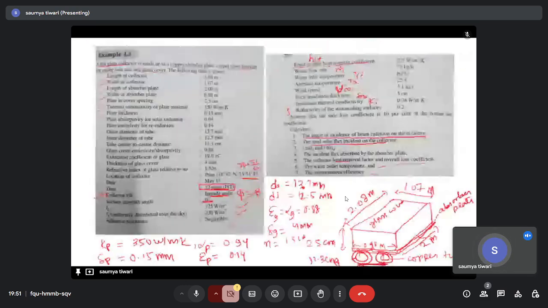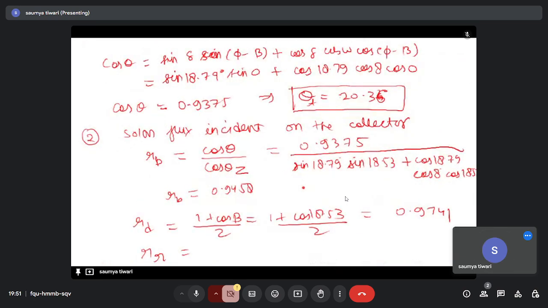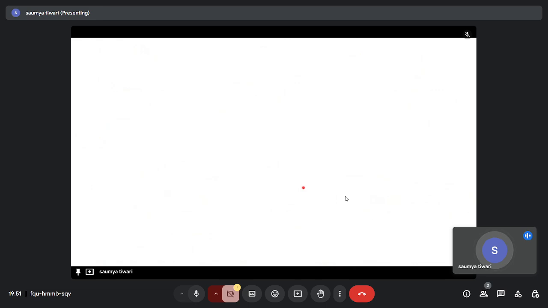And the R value for reflected radiation will involve rho. Rho is your reflectivity, which is given to be 0.2. So it will be 0.2 into (1 minus cos beta) divided by 2, with cos 18.53, which will be equal to 0.0052. So now we can directly calculate the total flux falling on an inclined surface.